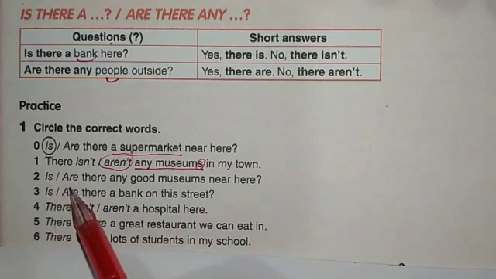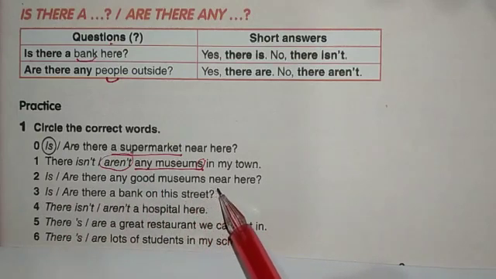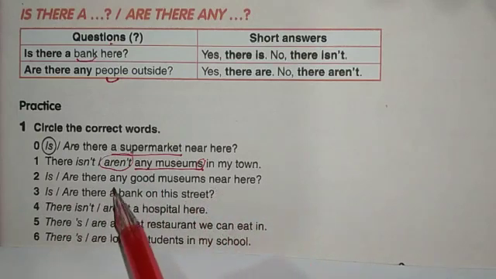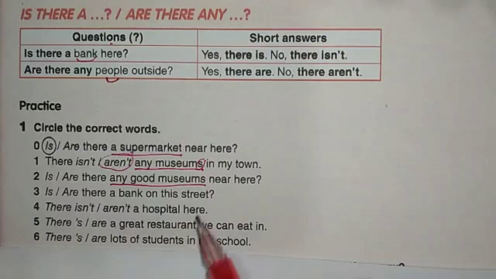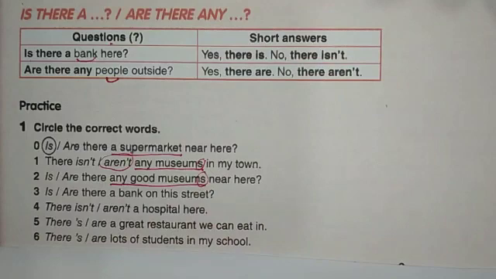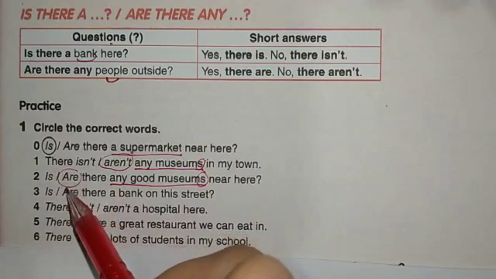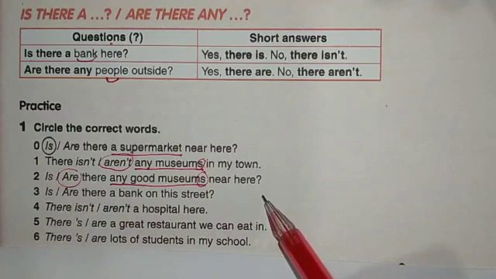Next we come to number 2. Is or are there any good museums near here? Now let us first underline the noun. Any good museums. It's the same as number 1, followed by S here. It means that it is a plural noun. So the answer will be "are". Are there any good museums near here?